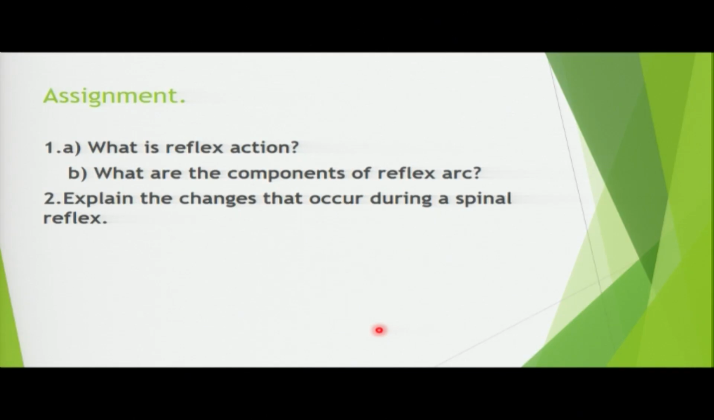So now we can have this assignment. So what is the reflex action? So you will be able to define what is reflex action. Remember, we have talked about this. Define it, and if you try to give some examples, it will help. Are you getting this? So now, B, you will be able to describe the components of the reflex arc. Remember, we have talked about more than 6 components of the reflex arc. Make sure you will do it. Then explain the changes that occur during spinal reflex. So make sure you do this.